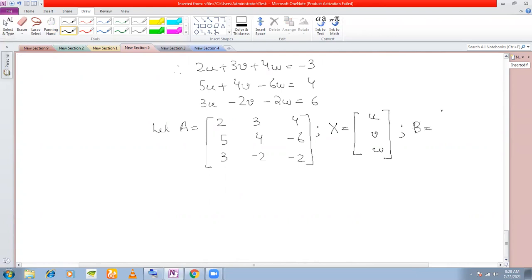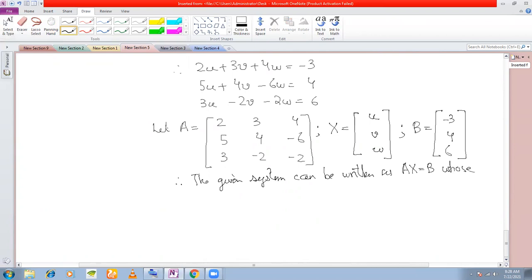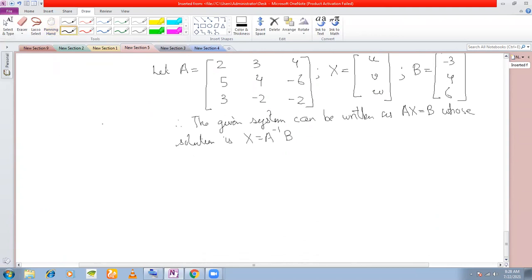And B matrix as minus 3, 4, 6. So therefore, the given system can be written as AX is equal to B, whose solution is X is equal to A inverse B. Now put the values here. What is the value of X? It is UVW.